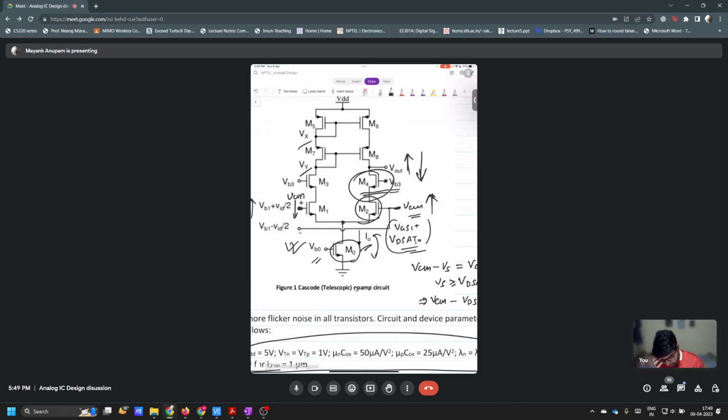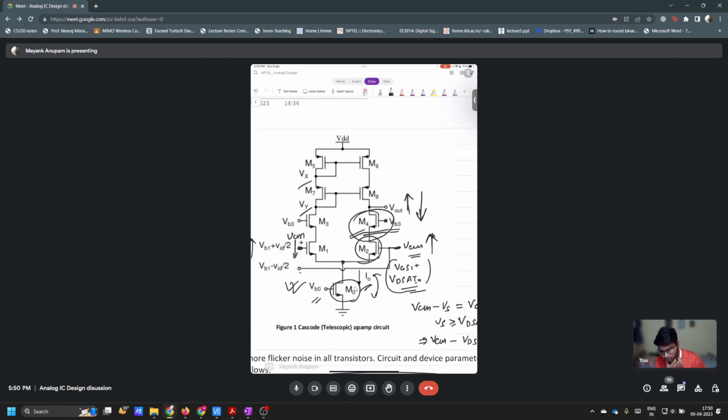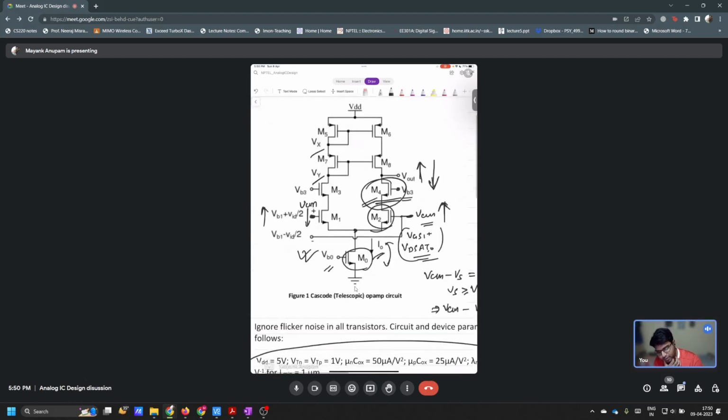Here the output swing will be skewed. Above, Vout equals VDD minus VDsat6 minus VDsat8. But at the bottom we have three transistors, so clearly it is skewed. Let's say this is VDD, and this is the maximum, and this is the minimum, and this is the ground. So clearly this is larger compared to this. Is that clear? Yes, sir. Fine.